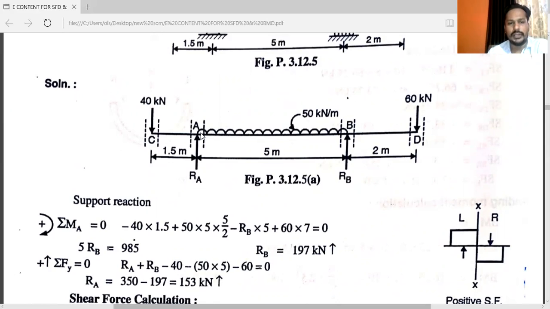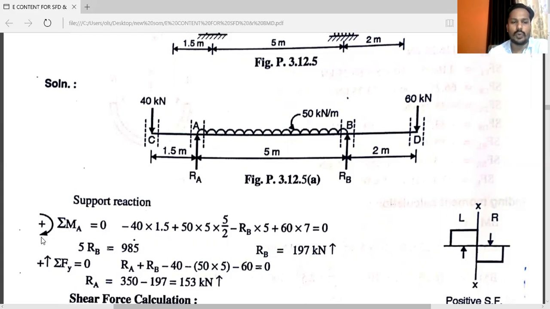If you want to calculate the value of RB, then you can take moment at point A. If you take the moment at point A, the RA component will be 0, because if the line of action of a force is passing through the same point, then the moment about that point will be 0. So the first step of this problem is to calculate support reaction. Summation of moment at point A is equal to 0. Here we are taking clockwise positive.